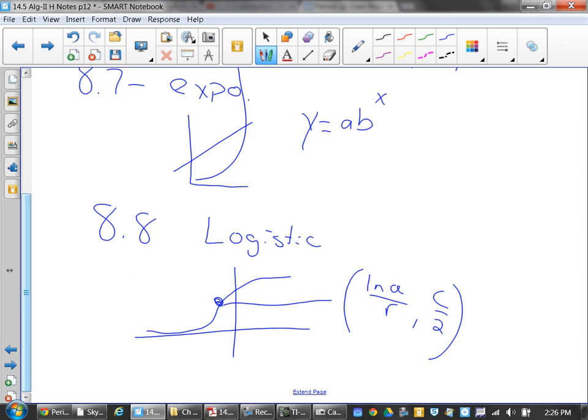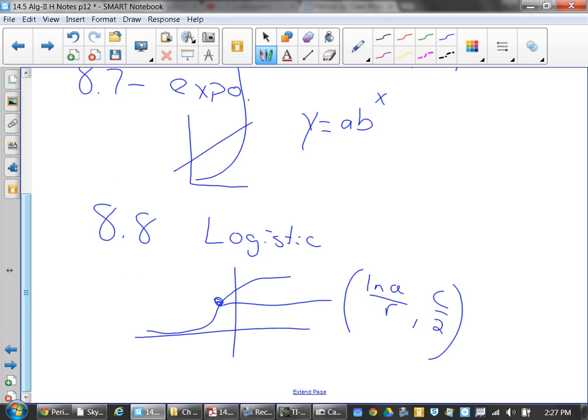Also, the logistic one. What's the other thing we did with that? When we use that one as a model, when you're looking at a word problem, what was it always kind of associated with? Population. It was population boom, things like that. That was pretty evident that it was going to be logistic.